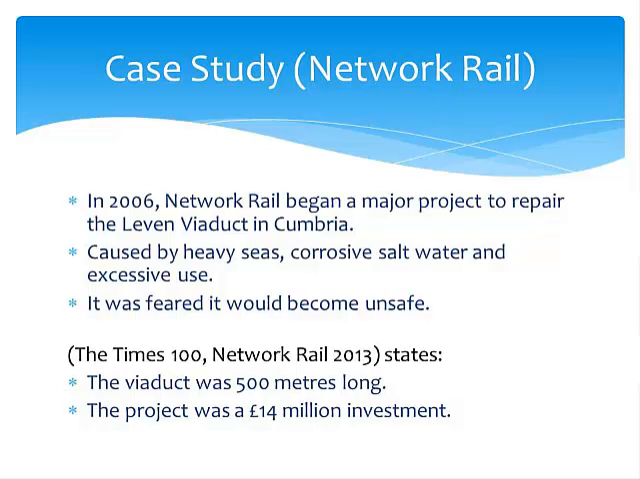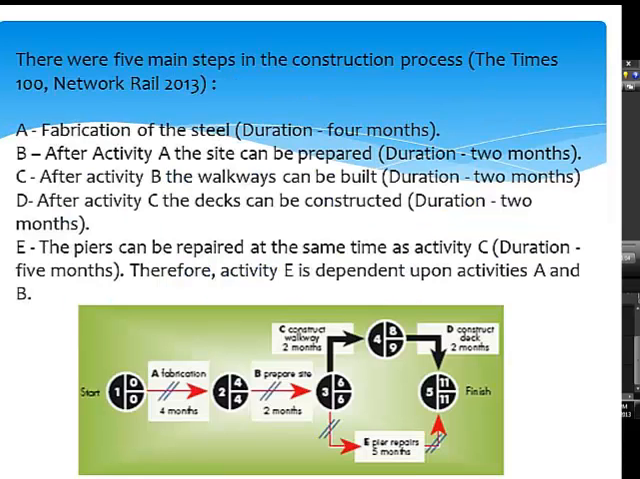The Times 100, Network Rail 2013, states that the viaduct was 500 metres long and the project was a £14 million investment. According to the Times 100 Network Rail 2013, for the project on the Leven Viaduct, there were 5 main steps in the construction process. Step A involved fabrication of the steel, which was expected to take 4 months. Step B started once activity A has been completed.